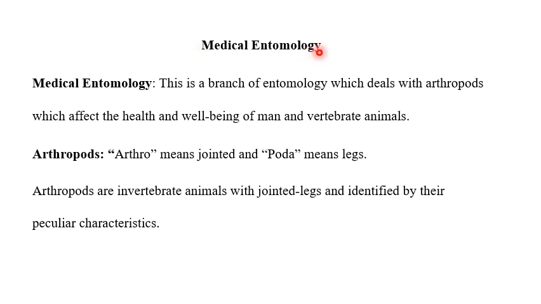In this lecture, we are going to talk about medical entomology. Medical entomology is a branch of entomology which deals with arthropods that affect the health and well-being of man and vertebrate animals. Arthropods: arthro means jointed, and poda means legs. That's to say, arthropods mean jointed-legged animals. Arthropods are invertebrate animals with jointed legs and identified by their peculiar characteristics.